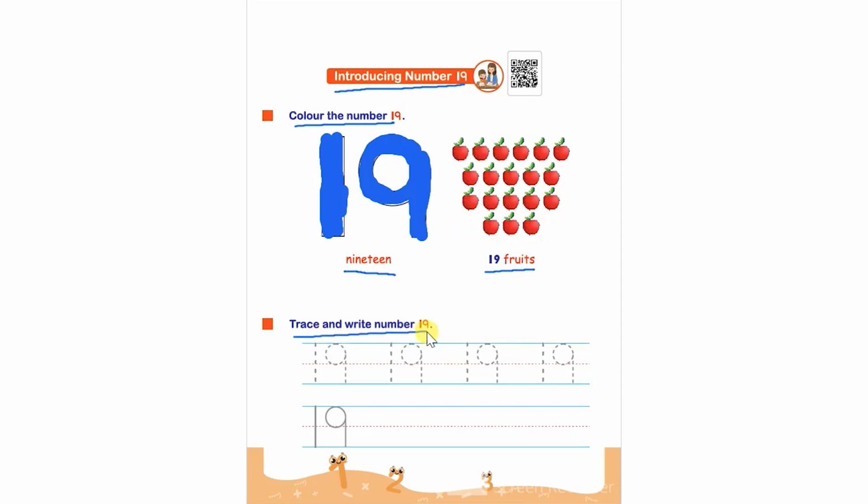Trace and write number 19. So here the child has to first of all trace the number 19. So in the first row they will complete doing the tracing practice, and in the second row they have to complete doing the writing practice.